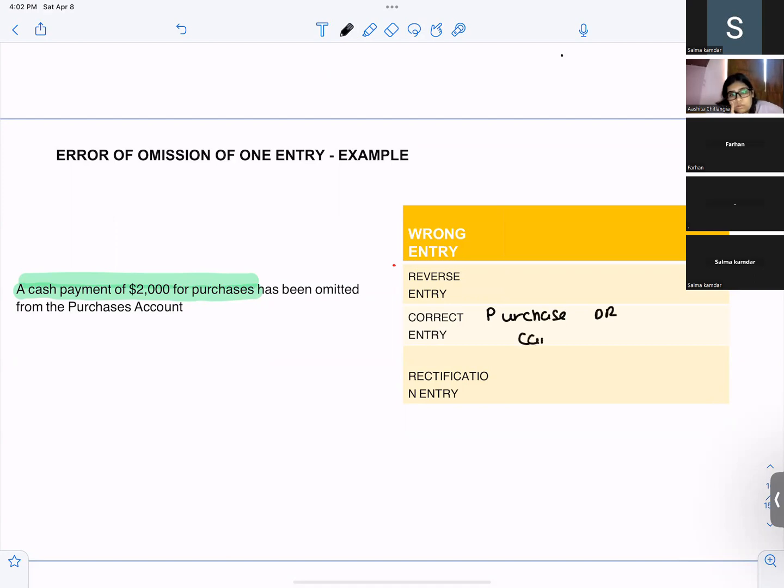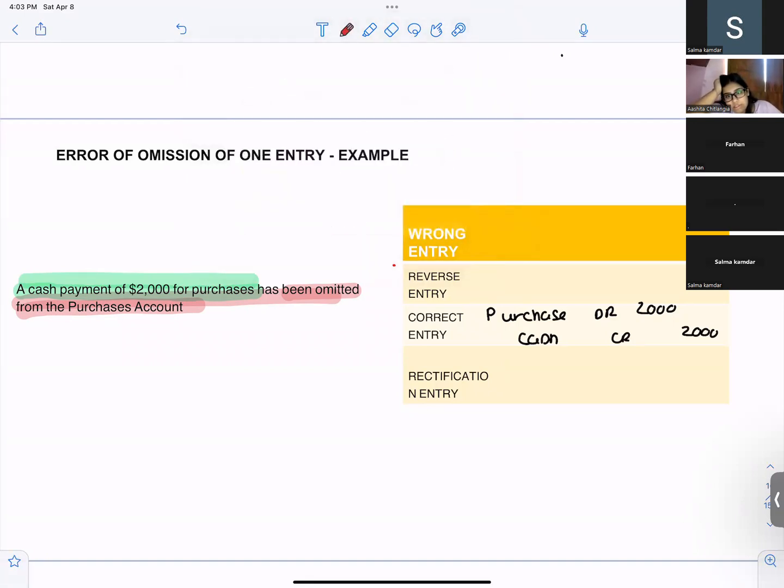What is the wrong that you did? Purchase credit, cash debit. No, read properly. You only did cash credit, you didn't do purchase debit. It had been omitted from purchases. So you forgot to record the purchases. So what did you do in wrong?